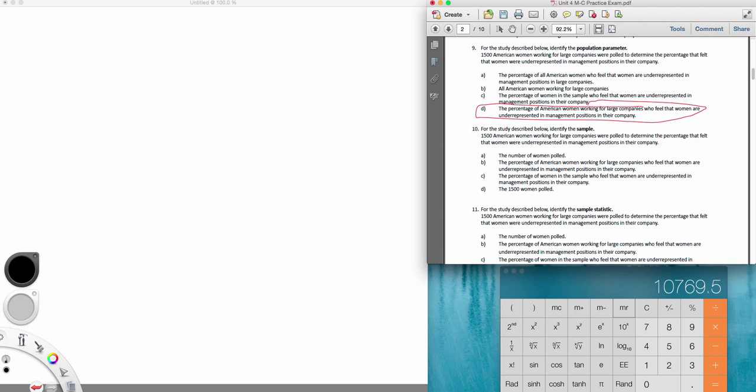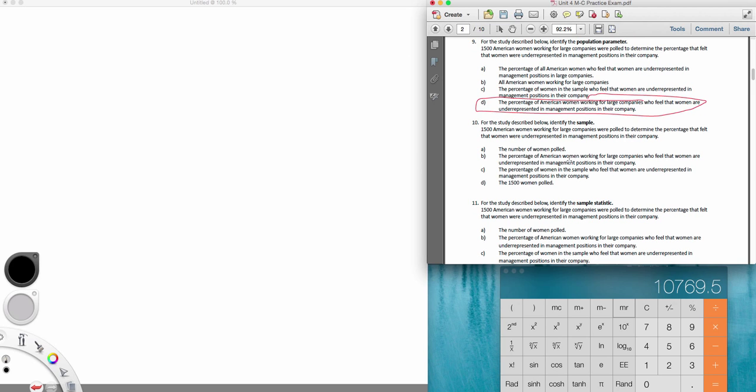And question 10 states, for the study below, identify the sample. Now the sample is pretty easy. It's just how many people we polled. In this case, the 1,500 women polled. And so you could read the other questions, but that's the quick sample.